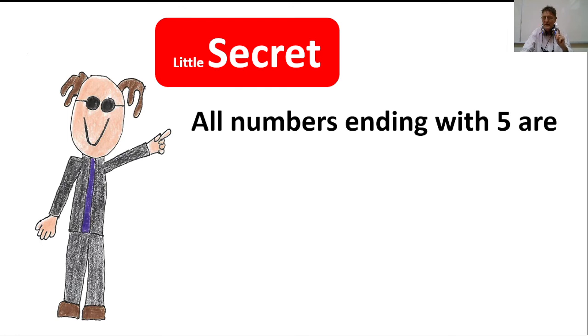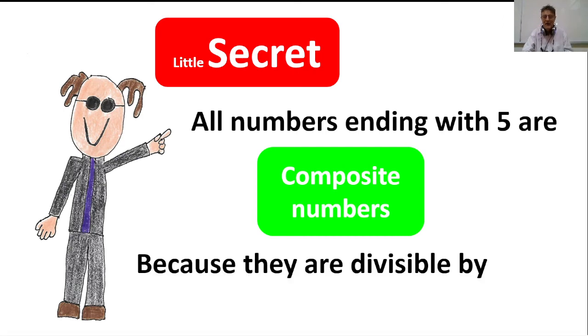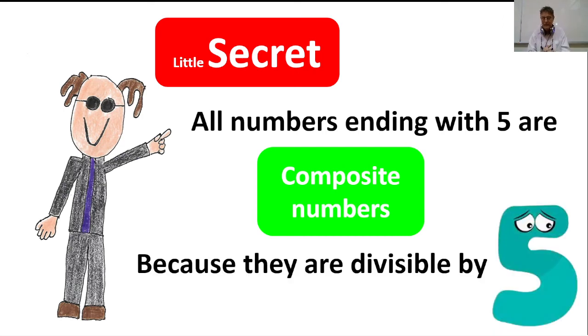Now, another little secret. All numbers ending with 5 are composite numbers. Why? Because they are divisible by 5. Got it? So if you see a number ending with 5, it is a composite number because it can be divided by 5.